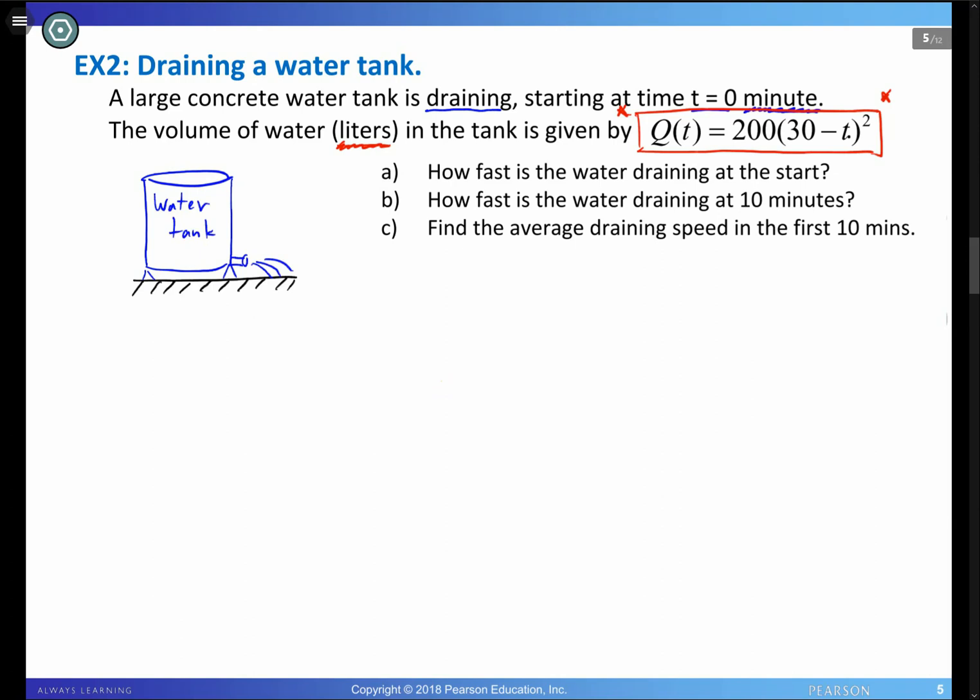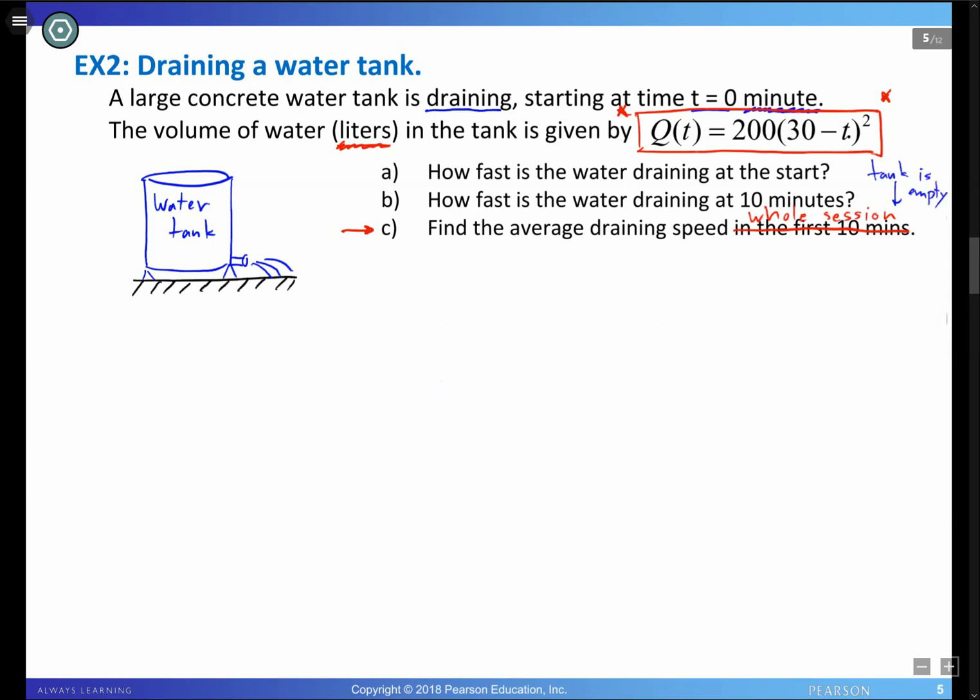But first of all, let's take a look at part C right here. We need to change something. It says that we need to find the average draining speed in the first 10 minutes. So let's cross that out and change it to during the whole session. In other words, until the tank is empty.